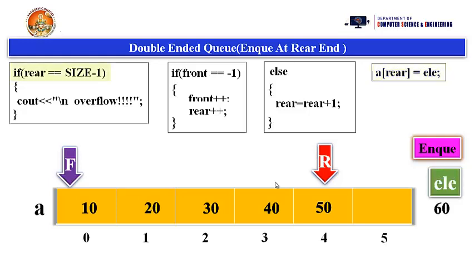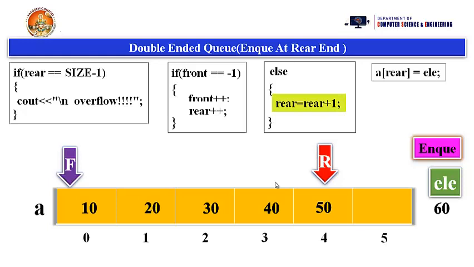So check the condition, rear equals size minus 1. So rear is pointing to the fourth index position and size minus 1 is 5. Both are different locations. So condition false. Then go to the one more statement, if front equal minus 1. So front is pointing to the 0th location. It is not equal to minus 1. So condition false. Go to the else part. And the else statement here, rear equal rear plus 1.